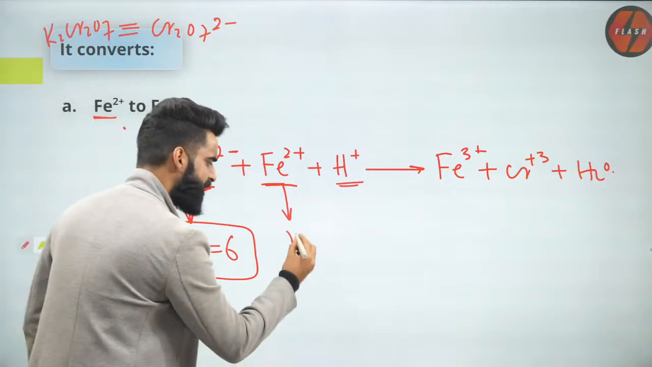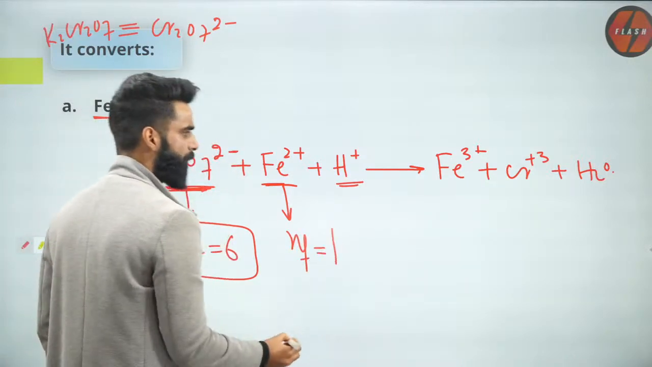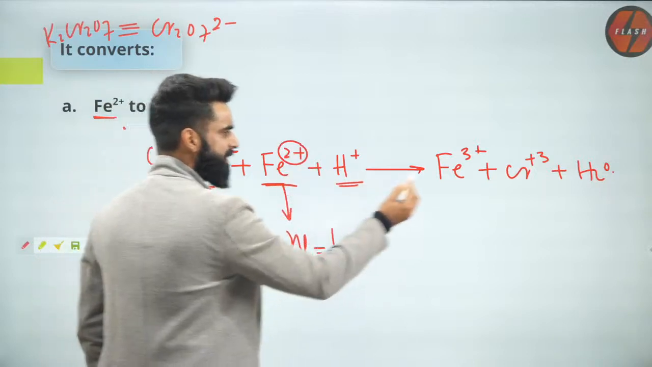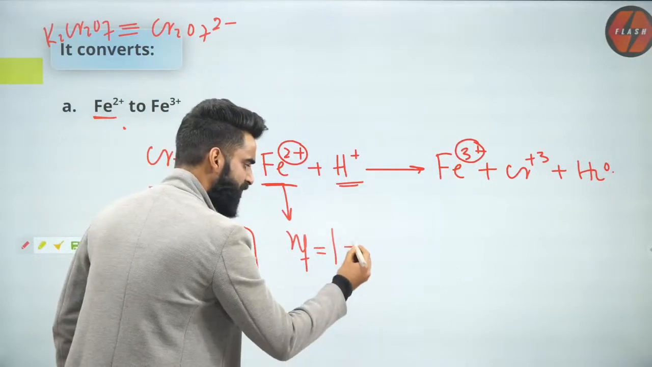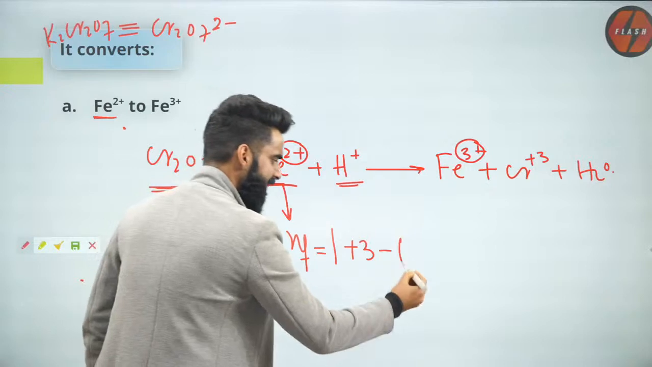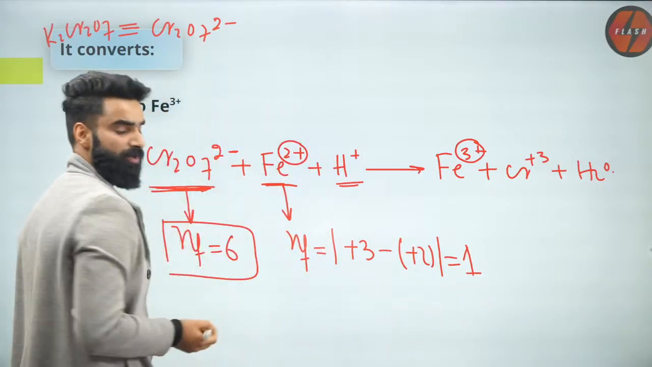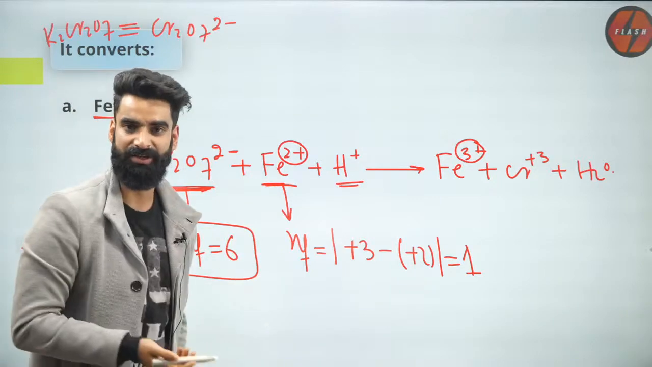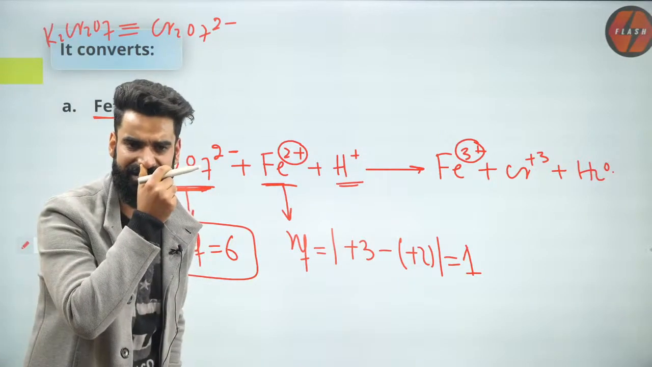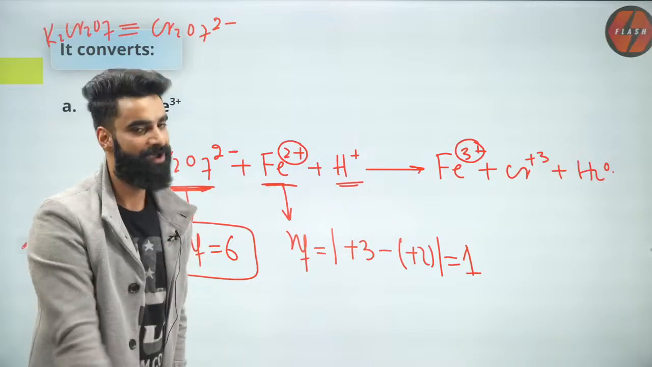Very simple. The N factor of Fe di positive will be equal to the final oxidation state minus the initial oxidation state, and the value will come as 1. So 1 is the N factor of Fe di positive in this reaction. Is it clear to everyone?